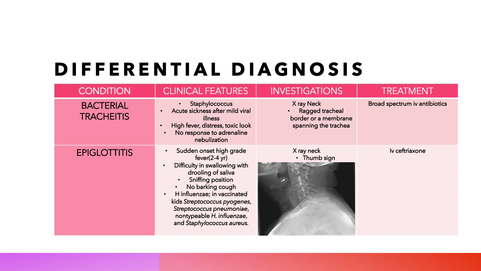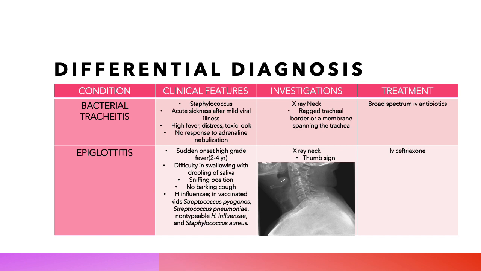It presents as sudden onset high grade fever in a child of 2 to 4 years of age. The child has difficulty in swallowing, and it is associated with drooling of saliva because of inflamed epiglottis, which is extremely painful. And to avoid this pain and discomfort, the child sits in sniffing position.